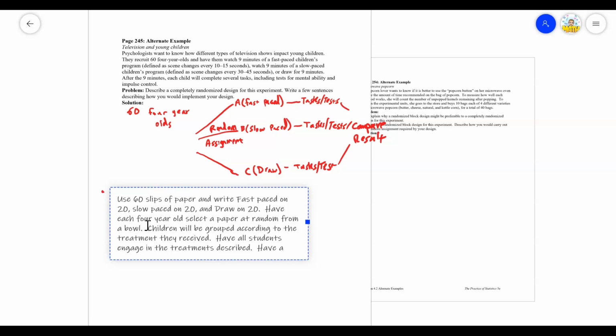And then we want to have all students, or 4-year-olds, complete the same tasks and tests under the same conditions. That's what we control, right? If possible, we can have the same person read the directions to them, tell them what they want to do. Okay, and then we maybe measure the average test result for each group.